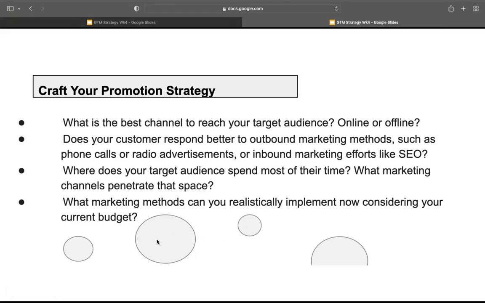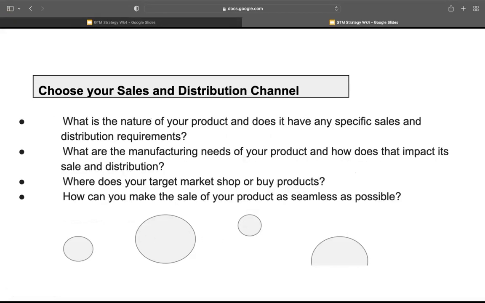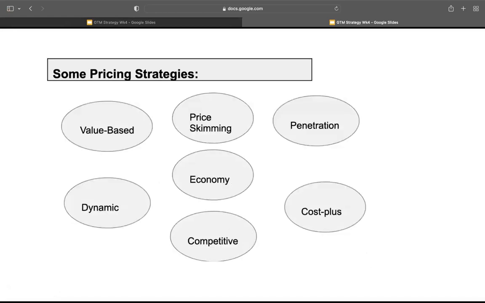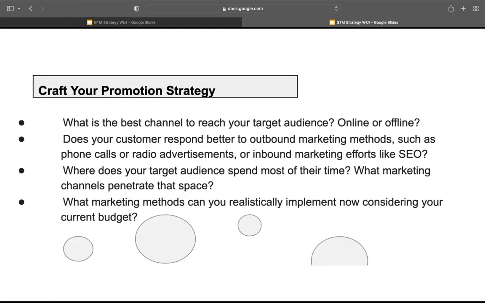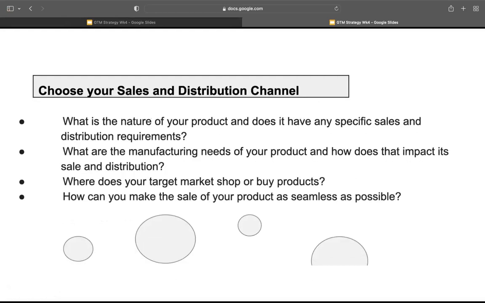Now, this is how to craft your promotion strategy. The next thing is choosing your sales and distribution channels. What is the nature of your product? Remember that all this is after you have created your pricing strategy. Now you have your price, you have your pricing strategy. Remember, I said there are two different things. You've created your metrics, your realistic metrics. Now you've created your promotional strategy. Now you're choosing your sales and distribution channel.